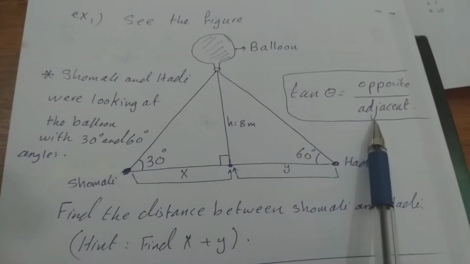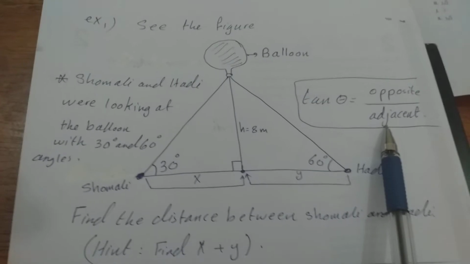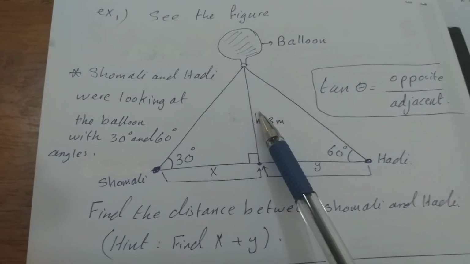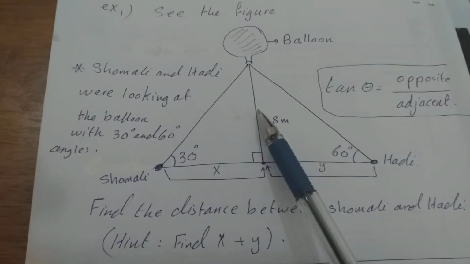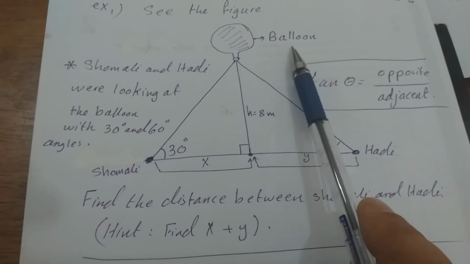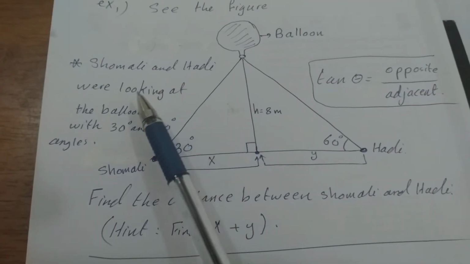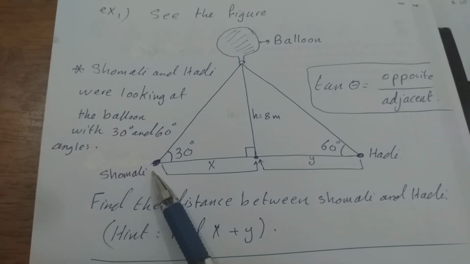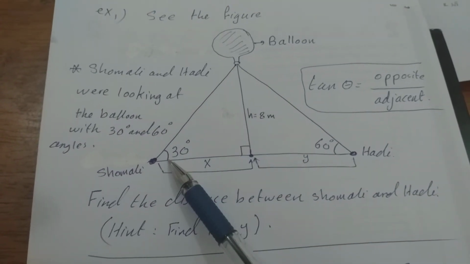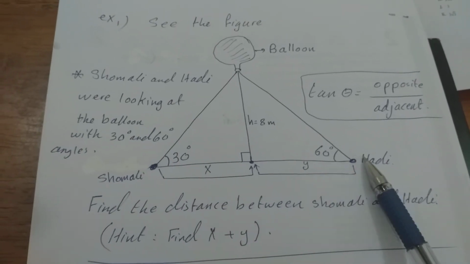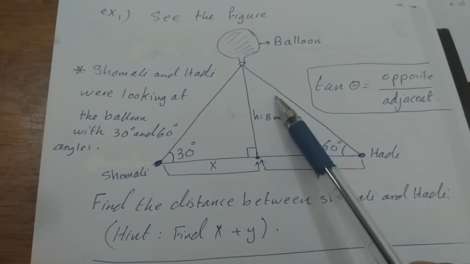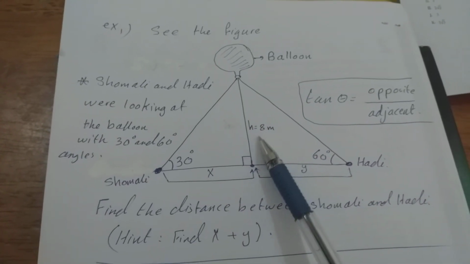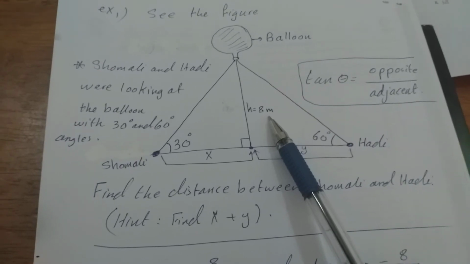Now, to make sure that we get the point of this lesson, I will talk about this example. See the figure. As you see, I have a balloon. Shomali and Hadi were looking at the balloon with 30 and 60 degree angles. Shomali looking at the balloon with 30 degrees, and Hadi was looking at the balloon with 60 degrees. This balloon has a height, altitude, of 8 meters, for example.